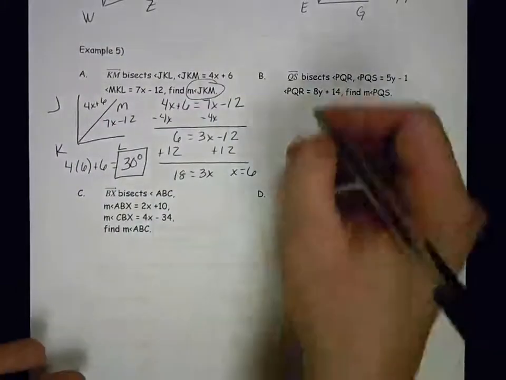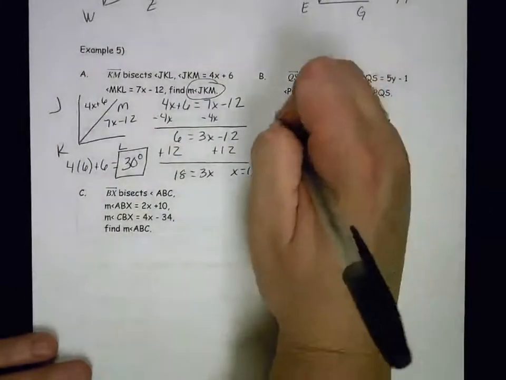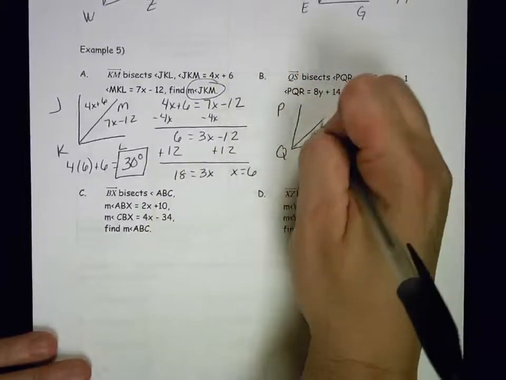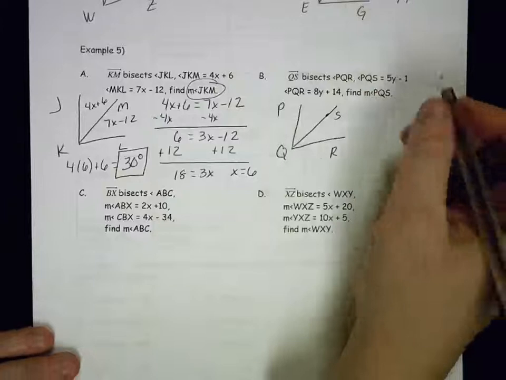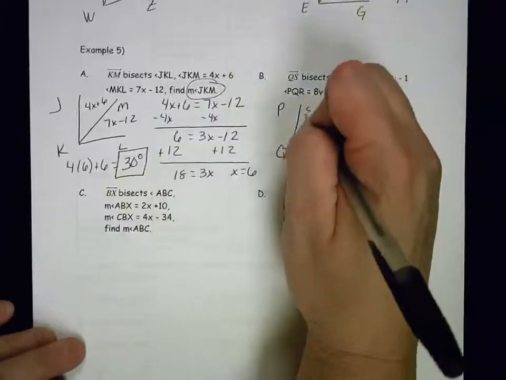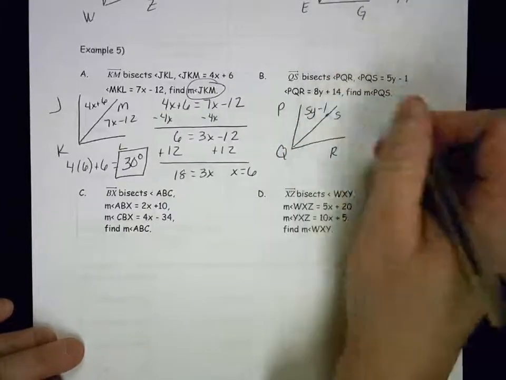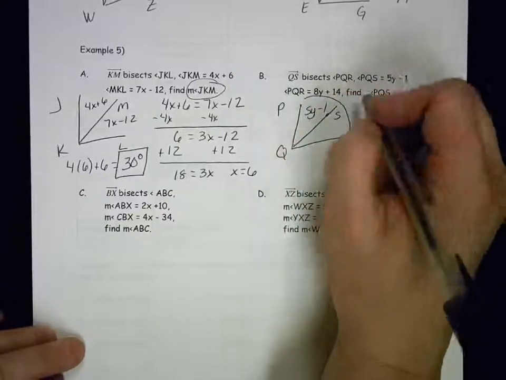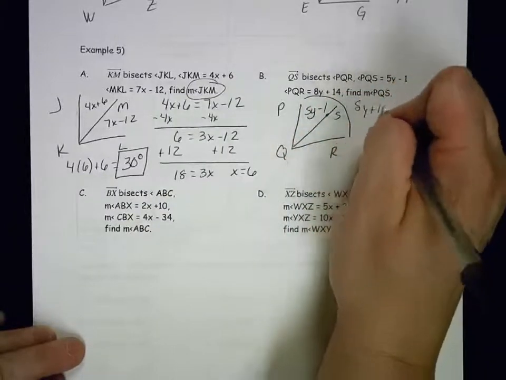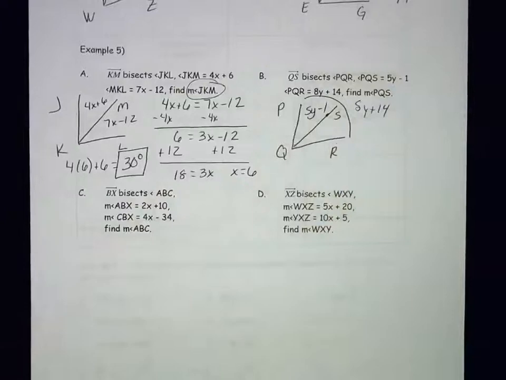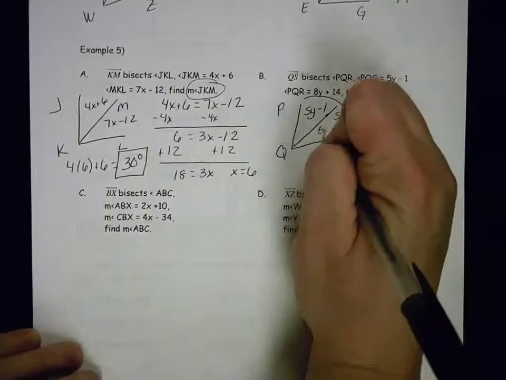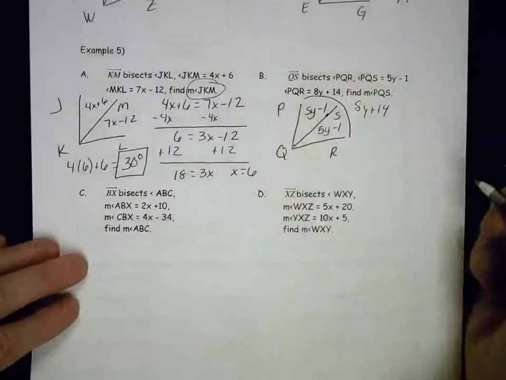Letter B, QS bisects PQR. PQS is 5y minus 1. PQR, the whole big angle, is 8y plus 14. And at first glance, it looks like we don't have enough information. Those two are the same size.